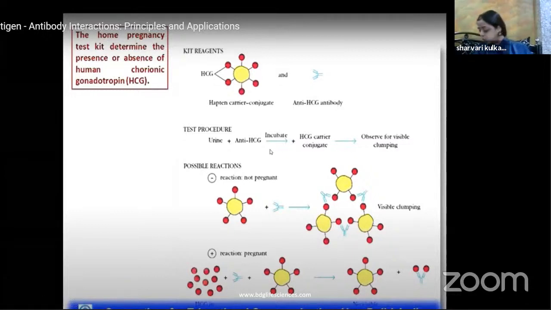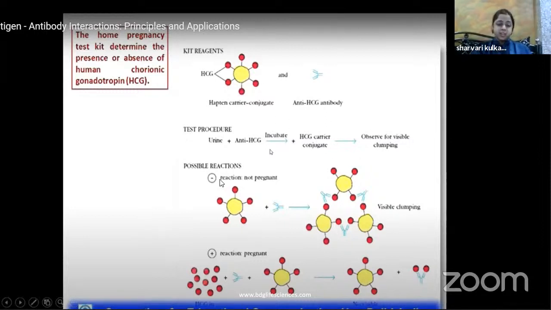What is the test procedure? When you add urine plus anti-HCG and incubate, then what will happen? The HCG carrier conjugate will react. The basic reaction is between urine, the anti-HCG antibody and the HCG carrier conjugate which is present in the test kit. This is the test procedure. Then what are we going to observe? We will observe for visible clumping.